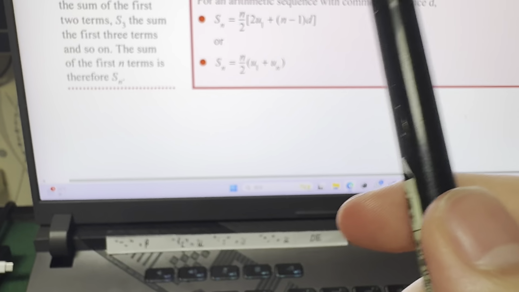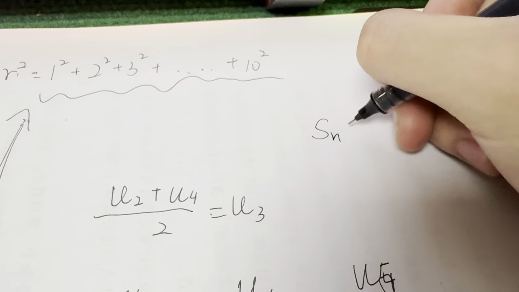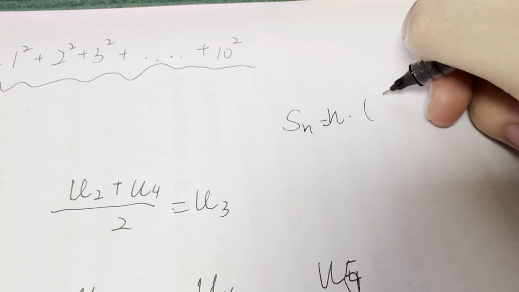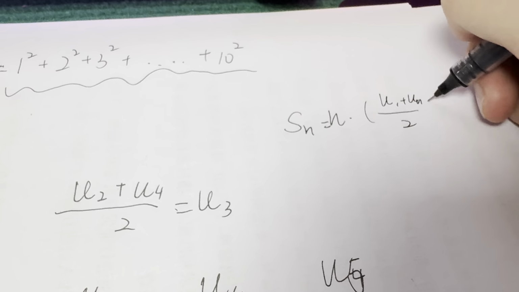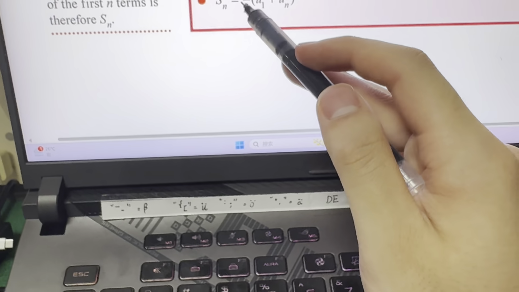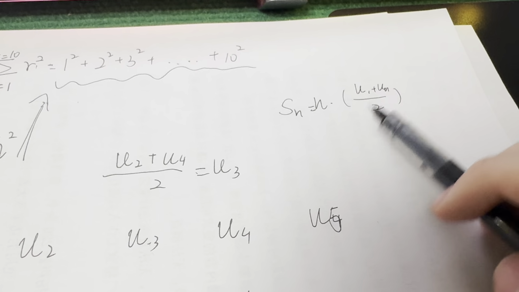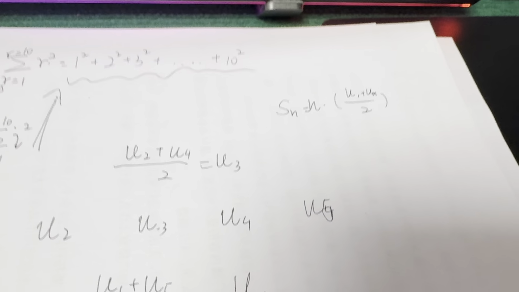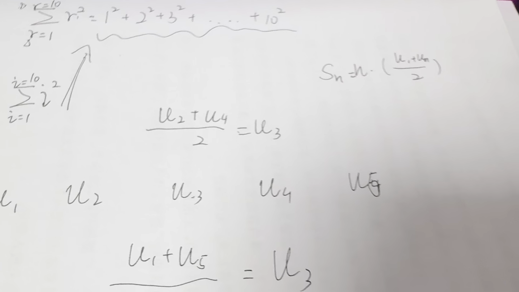I will explain the reason, because actually this formula you can write in this form, right? Sn is equal to n times U1 plus Un divided by 2. It's the same thing, right? We just move the divided by 2 here. But U1 plus Un divided by 2 is equal to the middle point. No matter which is the middle point, it's the middle point of the arithmetic sequence.